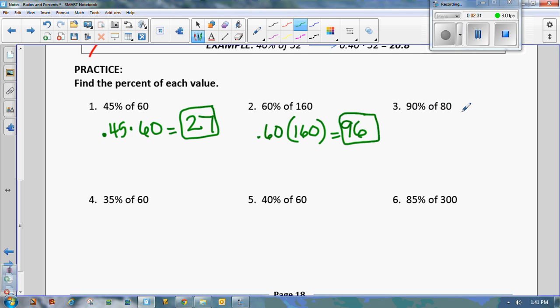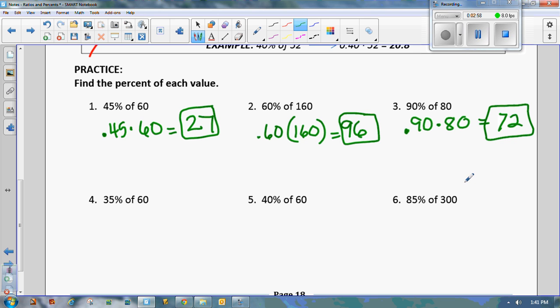We have 90% of 80. Change that percent to a decimal. So 90% is 0.90 times 80. So we're going to take 90% as a decimal and multiply 80 by it. And we get a total of 72. So 90% of 80 is 72. This is finding percent of a number.